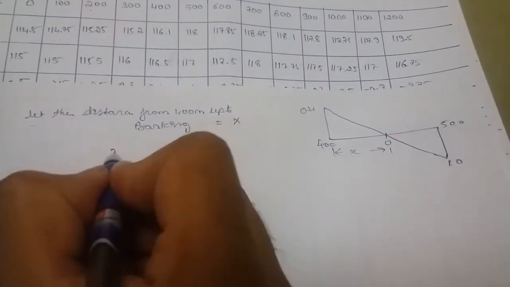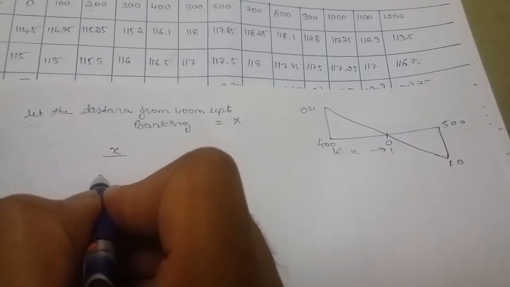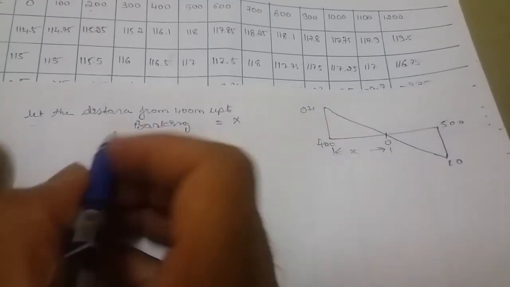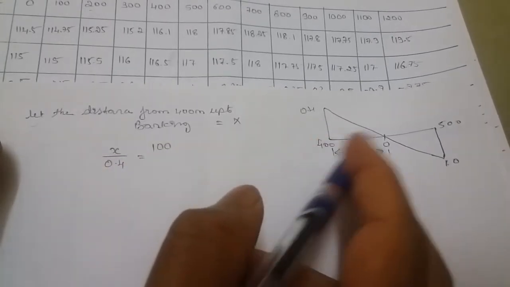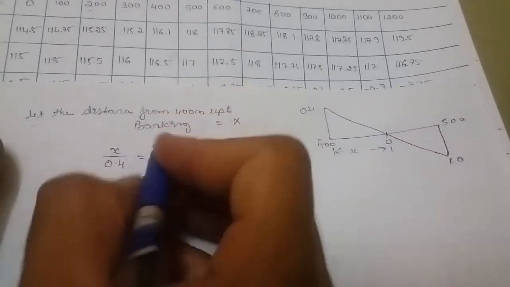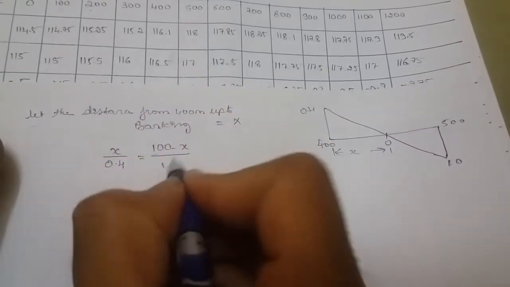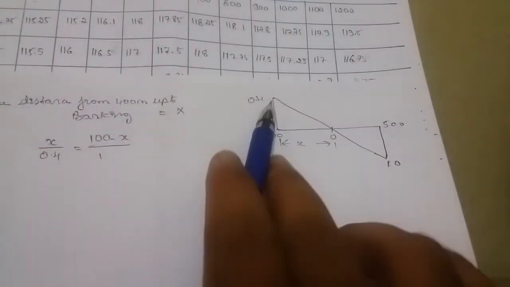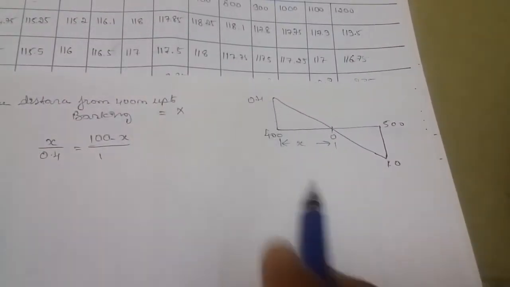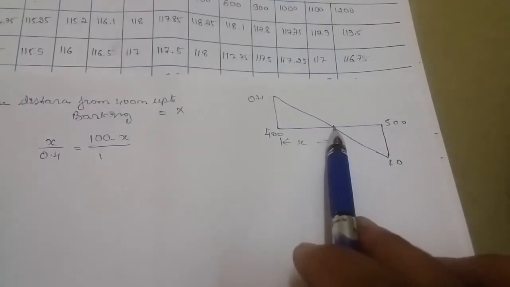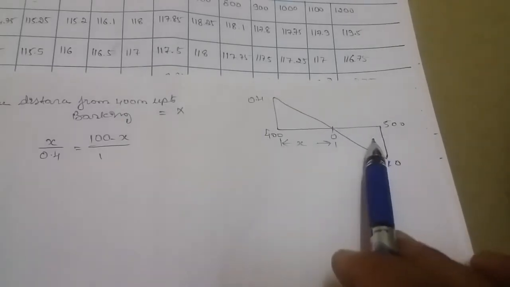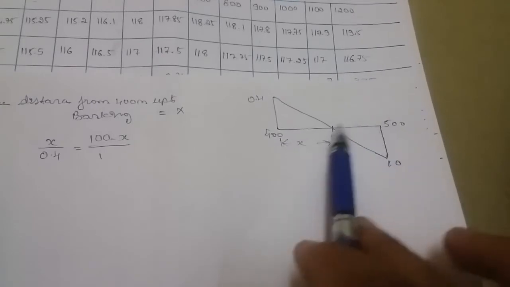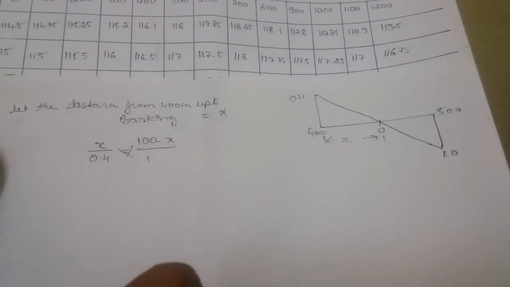So now I will take x divided by 0.4, which is equal to 100 minus x divided by 1. The difference between 400 and 500, the entire distance, is 100. So this is the distance up to this point divided by 0.4, and next we need this distance, but we don't know it. What I will do is take the difference from 400 to 500, which is 100, so 100 minus x gives you this distance, and then this depth is 1. We have taken this.